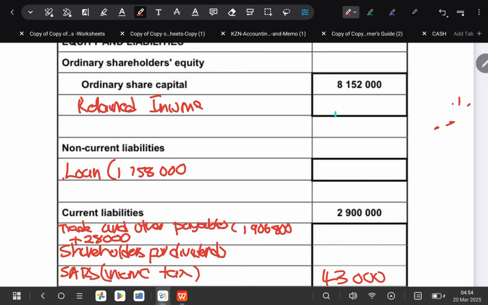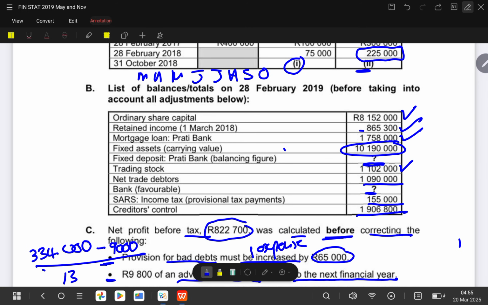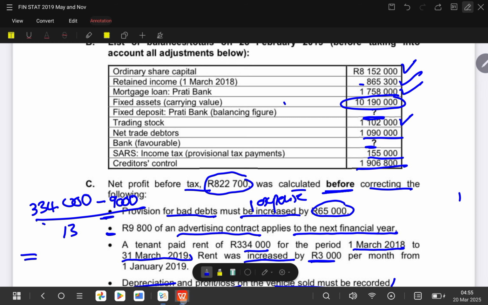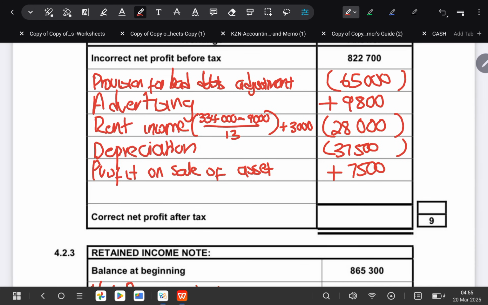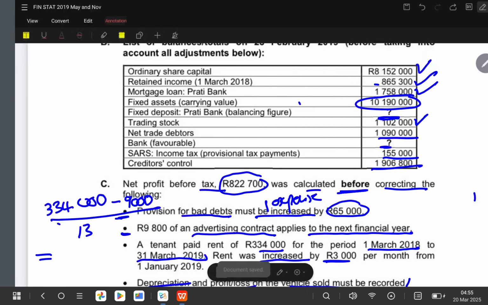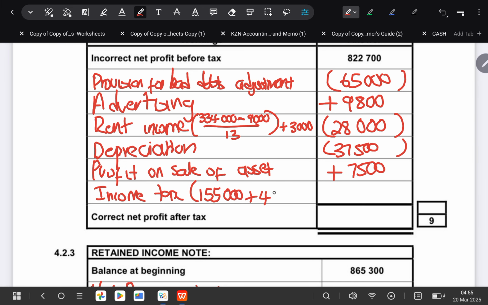And then after this, you go and check how much have you paid for your income tax, how much have you already paid. Your information shows that for provisional tax payments you paid 155,000. So you need to go and correct your incorrect net profit. So you'll have your income tax here. So on our income tax, we're going to say 155,000. Let me check if it's 155. Yes, 155,000. And then you're going to say plus 43,000 because they are saying you are still owing, and that amount is going to be deducted.